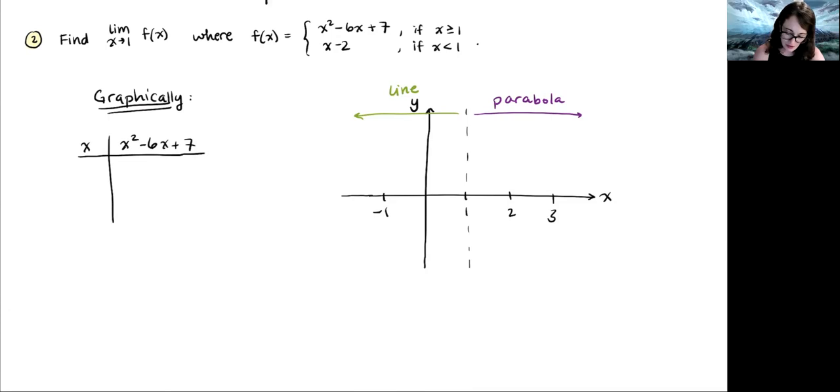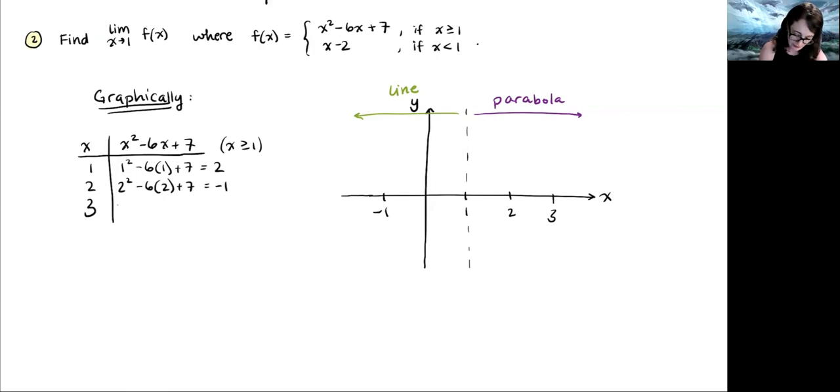And remember that this is only for x greater than or equal to 1. So I'm going to start with 1 and then 2 and 3, and that should be enough to see the shape. So we're going to plug a 1 into this function for x. So we'll do 1 squared minus 6 times 1 plus 7. All right, that comes out to be 2. Okay, we'll plug a 2 in, 2 squared minus 6 times 2 plus 7. And that comes out to be -1.